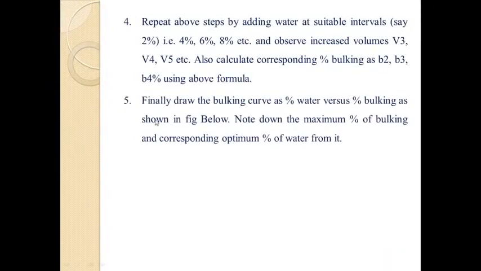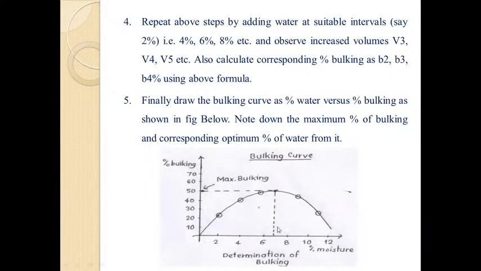Finally, draw the bulking curve as percentage water versus percentage bulking. Here we can see in this figure, on the x-axis the percentage of moisture content. We are increasing the percentage of moisture content by 2%: firstly 2%, then again 2%, that is a total of 4%. On the y-axis is the percentage bulking. Then note down the maximum percentage bulking and the corresponding optimum percentage of water from it.